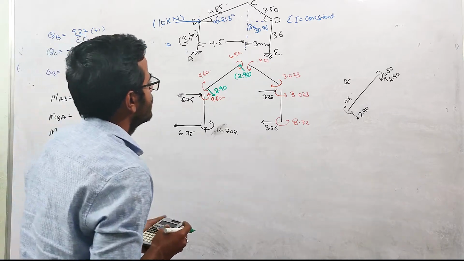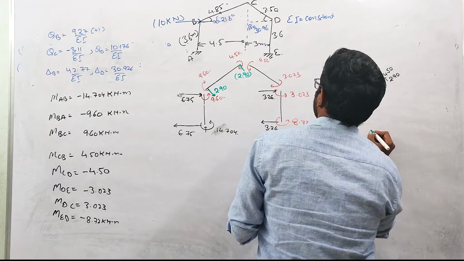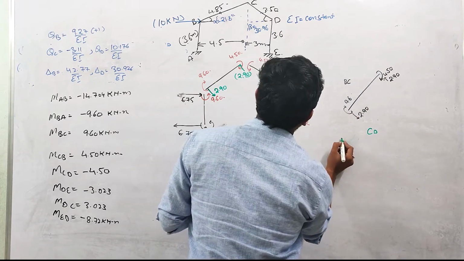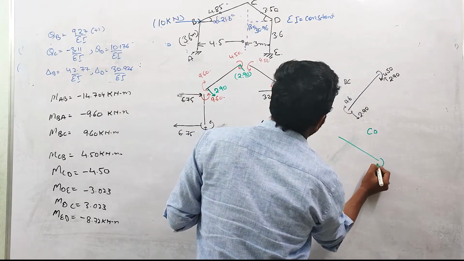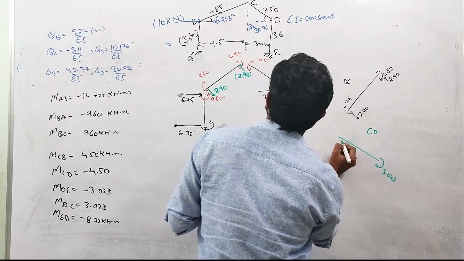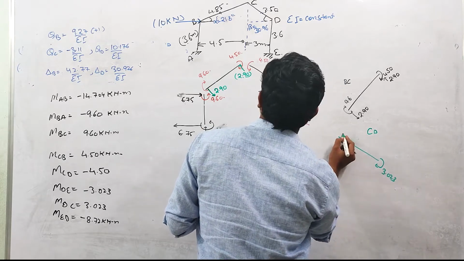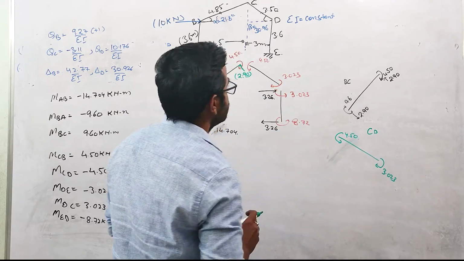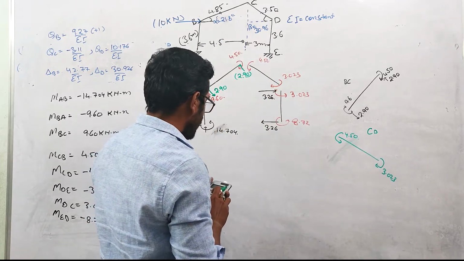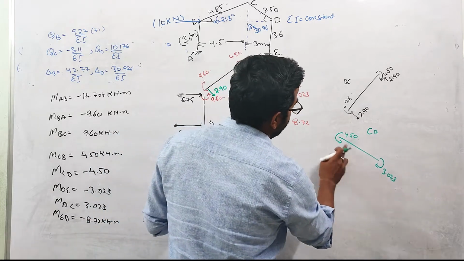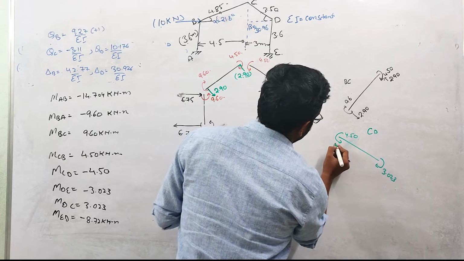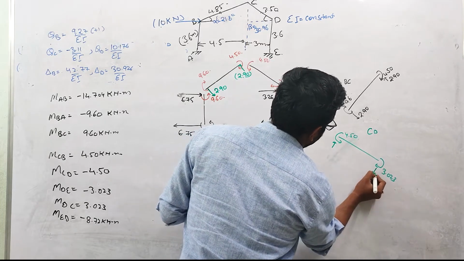Now for this CD member, the moments are acting like this: 3.023, this is clockwise, and this is anti-clockwise. So the anti-clockwise moment is more than the clockwise moment, so we'll have a net anti-clockwise moment. Okay, and to balance that anti-clockwise moment, we need to have a couple in the clockwise direction.